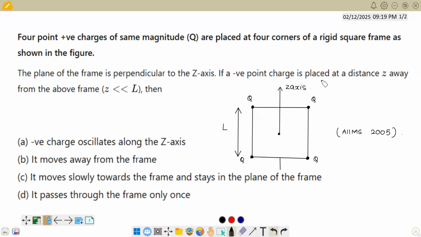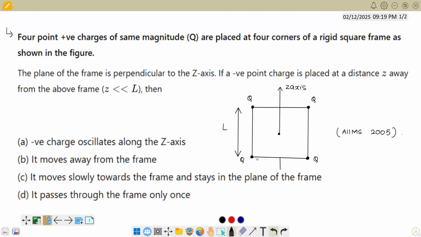If a negative point charge is at a distance z away from the frame at a greater than L distance, then the negative charge oscillates along the z-axis. It moves away from the frame. It moves slowly towards the frame and stays in that place. It passes. So let us try to answer this.